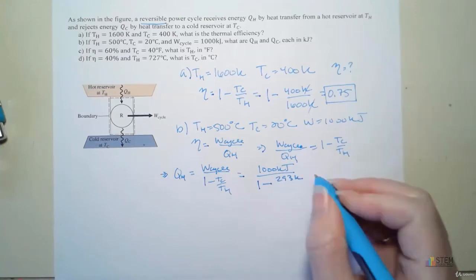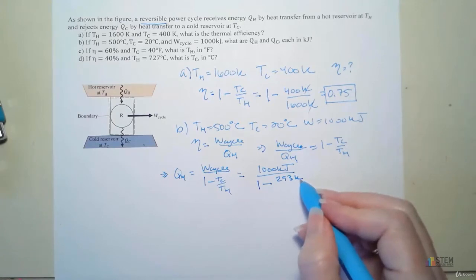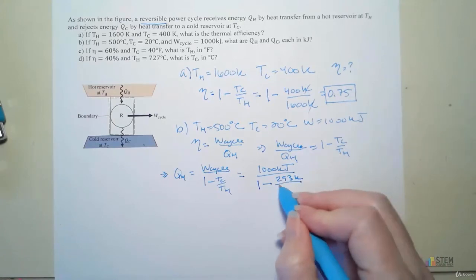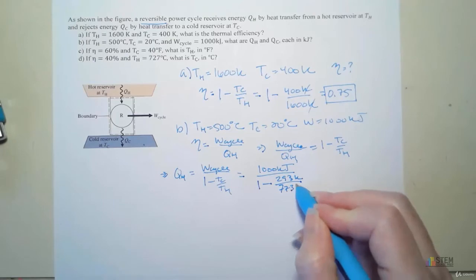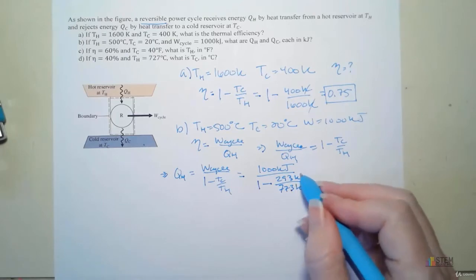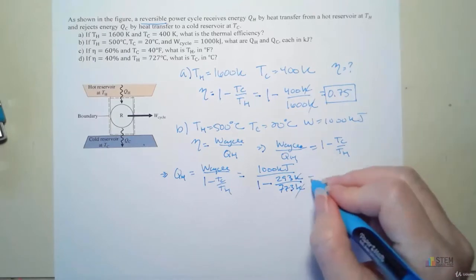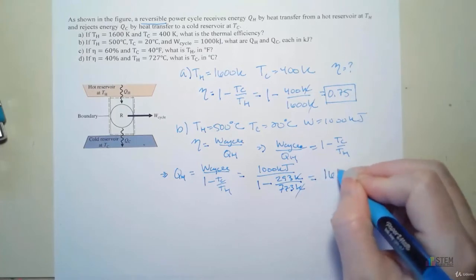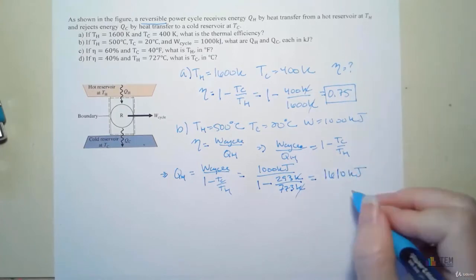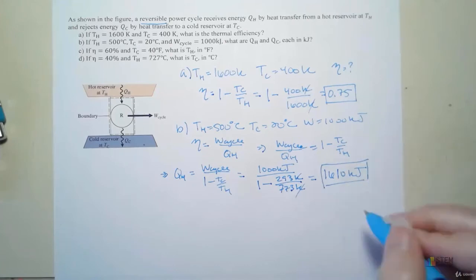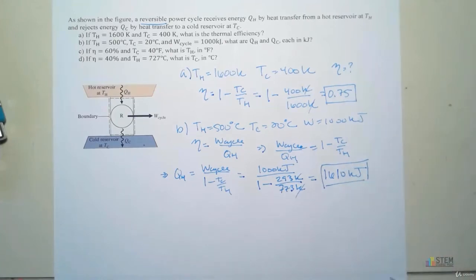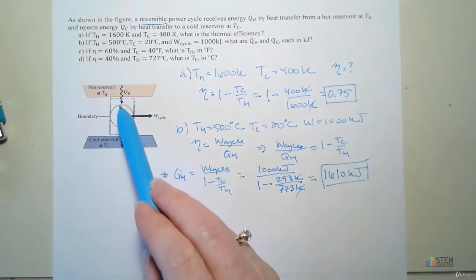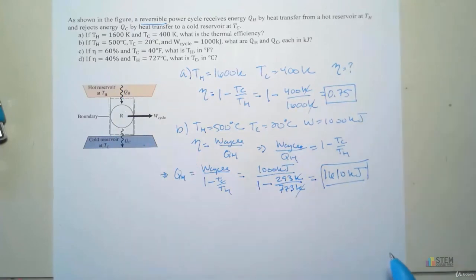293 kelvins. Notice we have to convert over from Celsius to kelvins, and it's going to be over 773 kelvins. Kelvins will cancel. That's going to give you 1610 kilojoules. So this is QH right there. So that's basically your heat transfer from that hot reservoir to that system there.